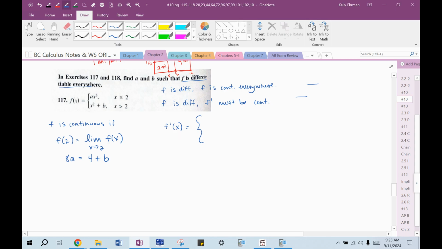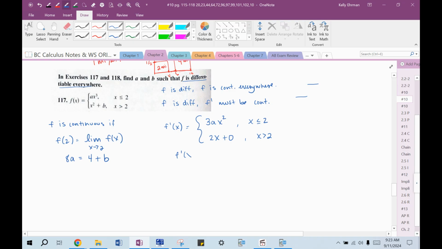So the derivative of ax to the third would be 3a times x squared. A is just a constant. So that's for x values less than or equal to 2. And then the derivative of x squared plus b, the derivative of x squared is 2x. The derivative of b, which is a constant, is 0. And that's for x greater than 2.